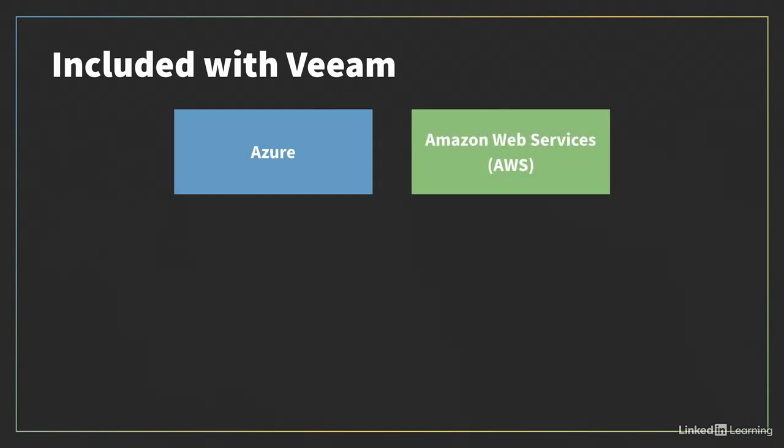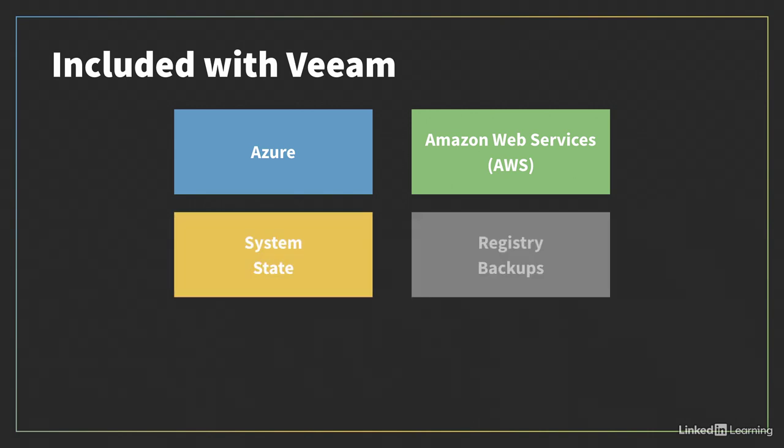Azure and Amazon Web Services are the two most popular cloud services, and we can back up to those as well as other products. System state and registry backups are included in Veeam backups, and that's very important because if we need to do what's called a bare metal restoration, we can restore to another piece of hardware and bring it right back to its original state prior to any type of disaster. In your experience, maybe you can think of a disaster that happened to you where this type of backup could have kept your data safe.